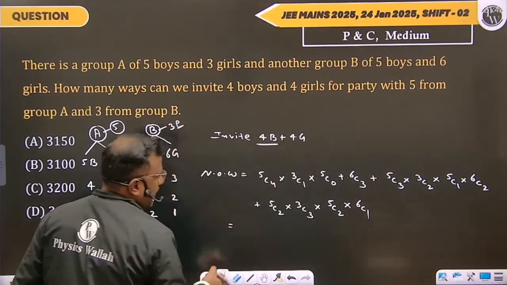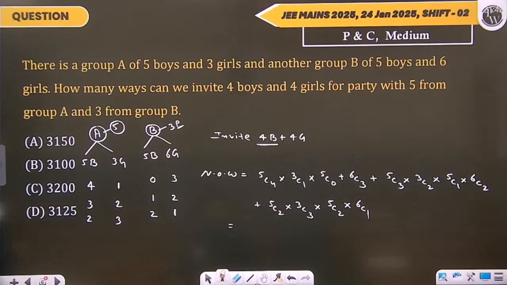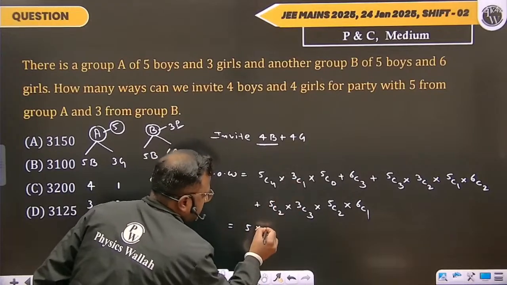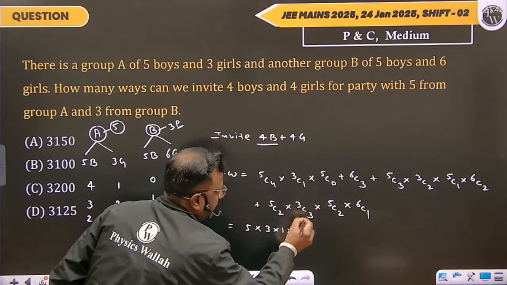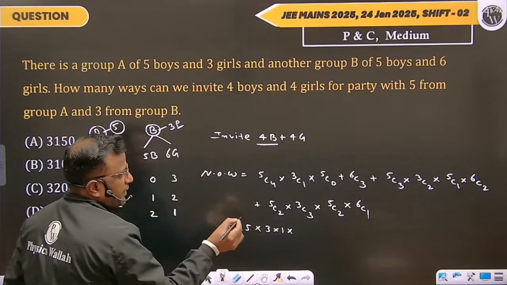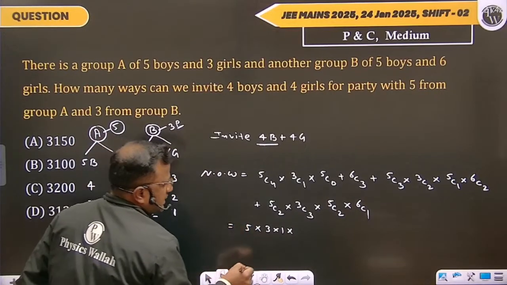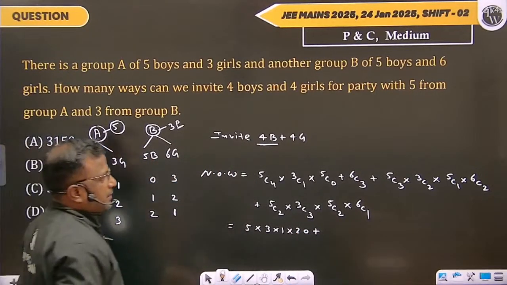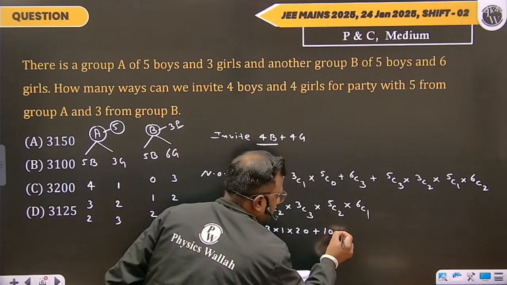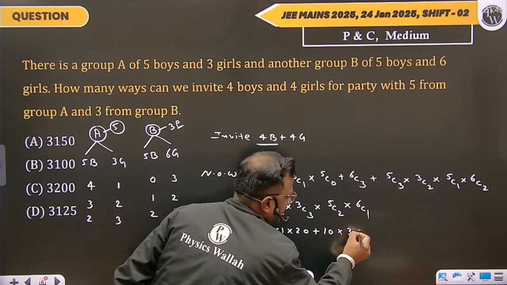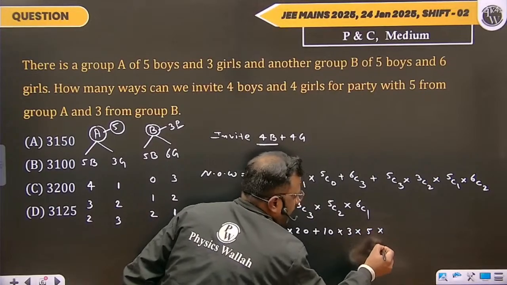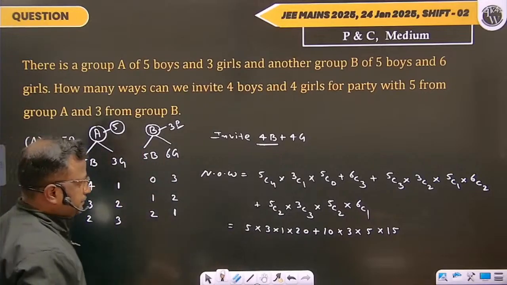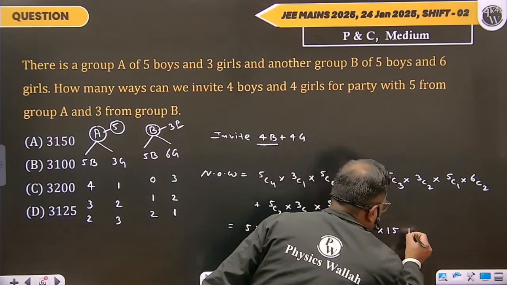So everyone can solve this problem. So what is the value of 5C4? 5 times 3C1, 3 into 1 into 6C3. So 6 into 5 into 4, the 3 factorial cancels out, 20. Plus 10, 3C2 means 3, 5C1 into 5, 6C2 15, plus 10.